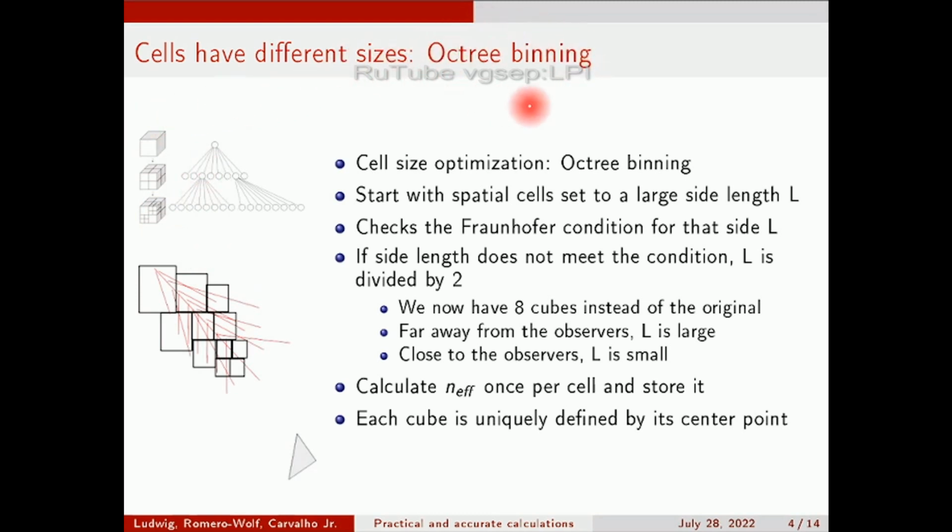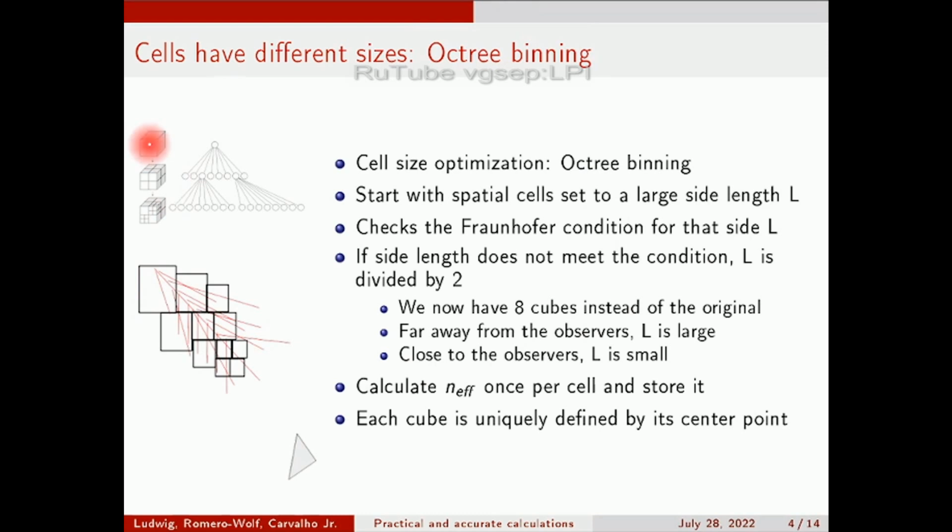Okay, here I discuss a little bit how we divide the cells. We use something that's called octree binning. So we start with spatial cells that are really large, because if they are very far away from the observer, the Fraunhofer condition is very easy to satisfy. So we can start with very large volumes, far from the detector, and we test that for the Fraunhofer condition. If the Fraunhofer condition is not satisfied, we just divide it into 8 smaller volumes.